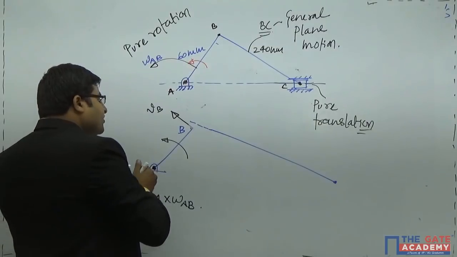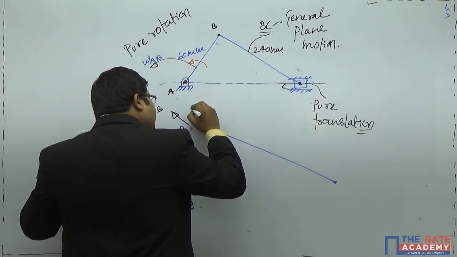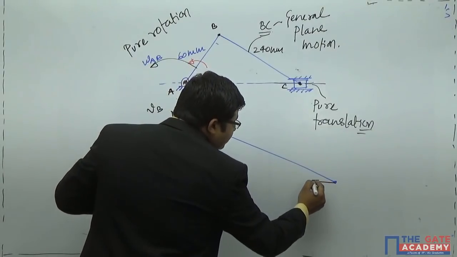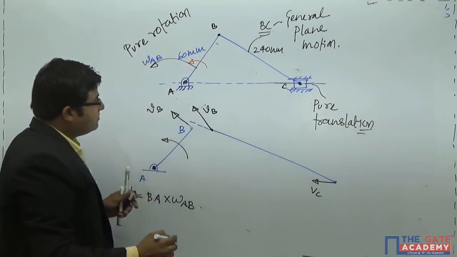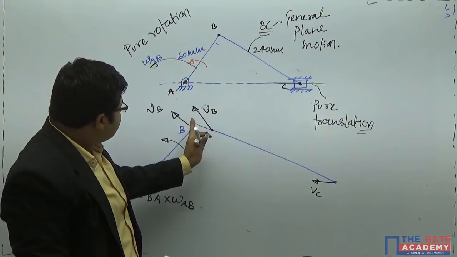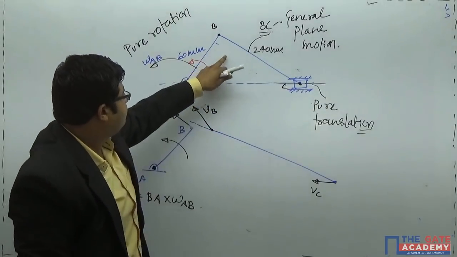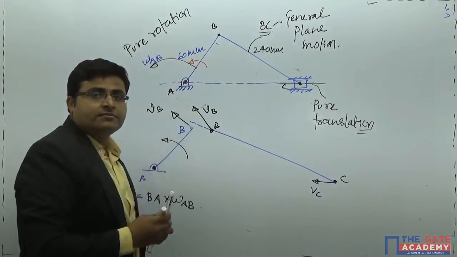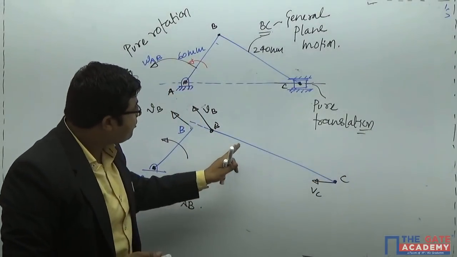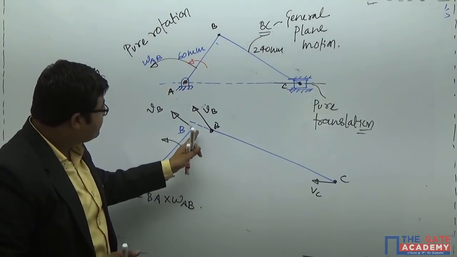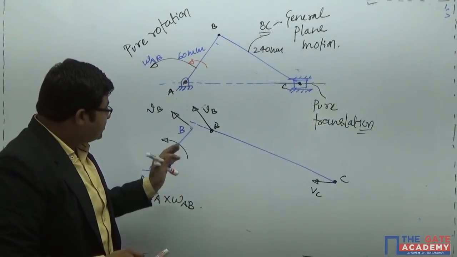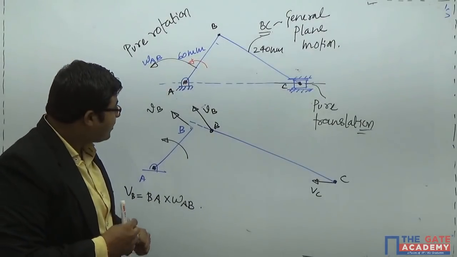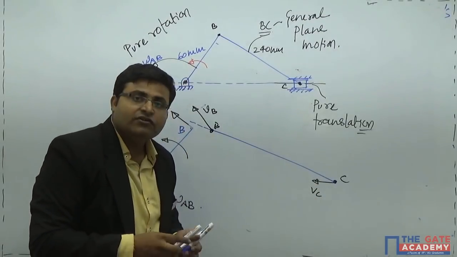See, velocity of B, I think now you understand. This is the velocity of B and this is the velocity of C. Like this will be the velocity vectors on this link BC. Got it? How to draw the instantaneous center of rotation for these links? We just need to draw perpendicular lines from the points where we have velocities.